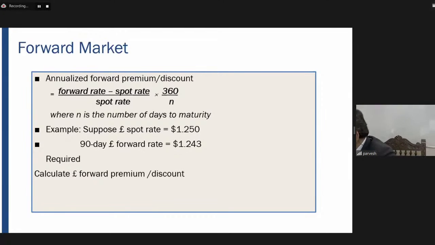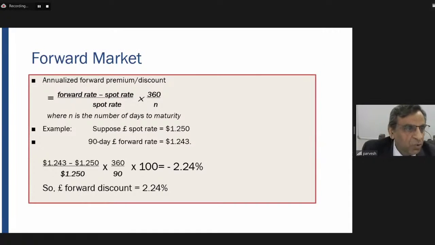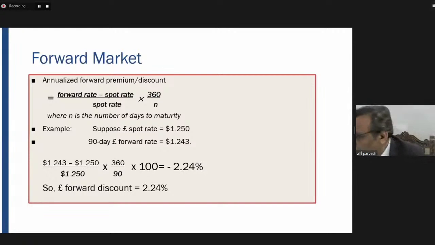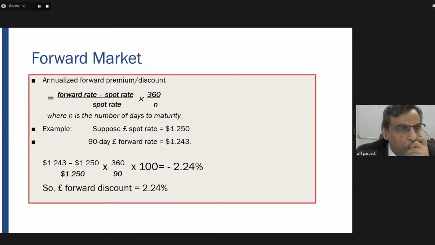So I'll just see if I've got the answers from you. So now I'll just be showing the answer here. So it is at a discount of 2.24%. Okay, so we divide by 90 and we got a discount. Okay, so I think I'll shortly get your answers also. So it is a discount of 2.24.